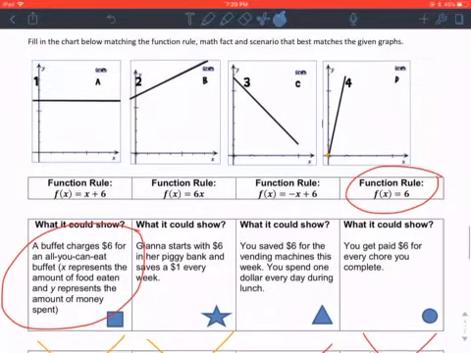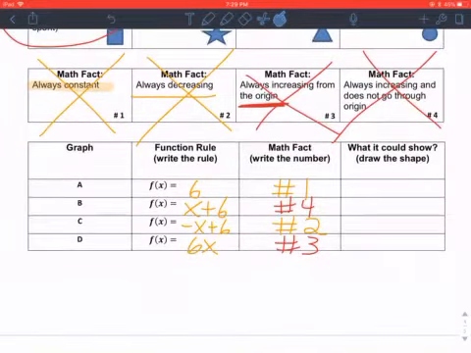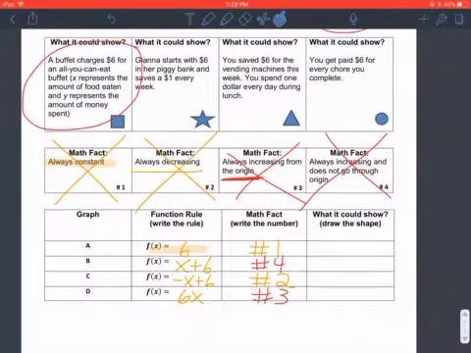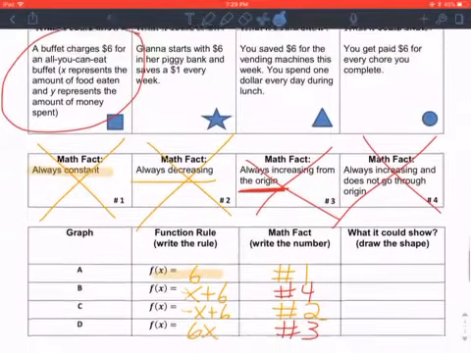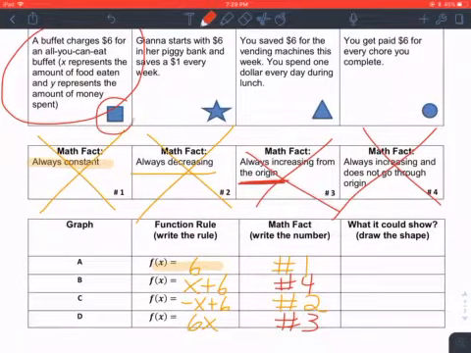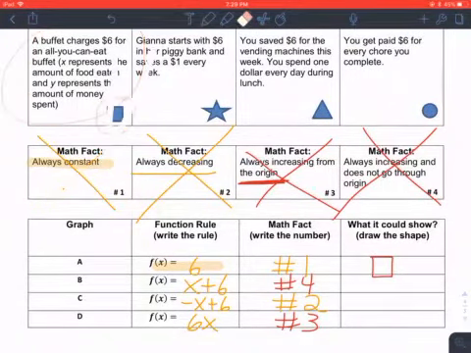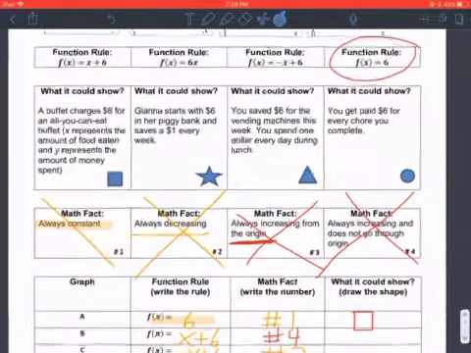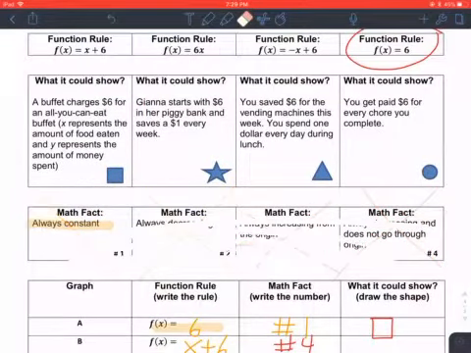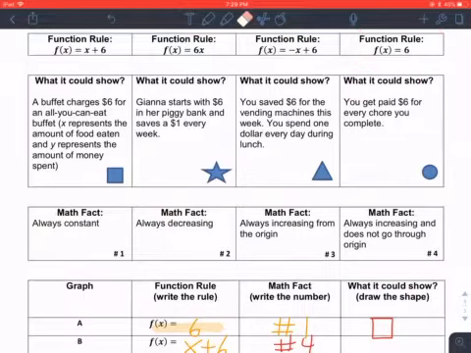So let's find where that was the function rule, always $6. That is right here. So that is going to match with my scenario of the square box. Okay. I'm going to erase some of the stuff so there's not so much going on here.